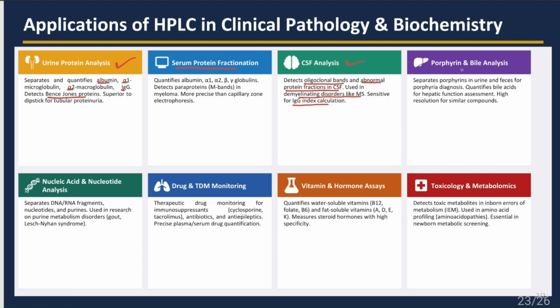It is used for porphyrin and bile analysis. It separates porphyrins in urine and feces for porphyria diagnosis. Quantifies bile acids for hepatic function assessment. High resolution for similar compounds. It is used for nucleic acid and nucleotide analysis also. It separates DNA and RNA fragments, nucleotides and purines, used in research on purine metabolism disorders like gout, Lesch-Nyhan syndrome, etc.